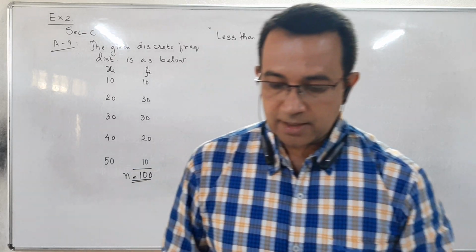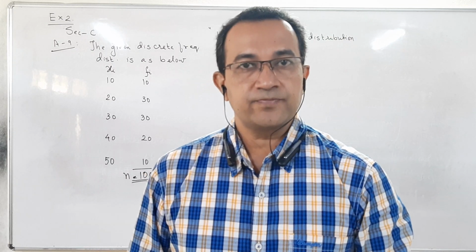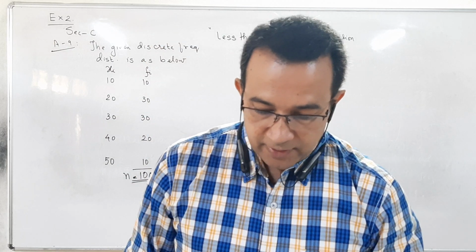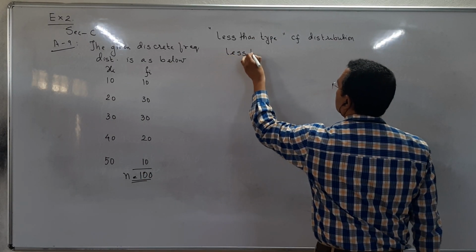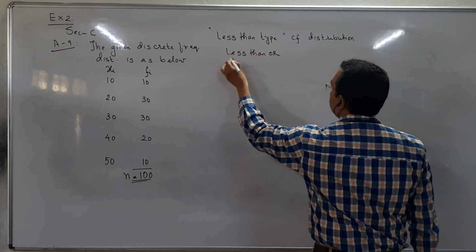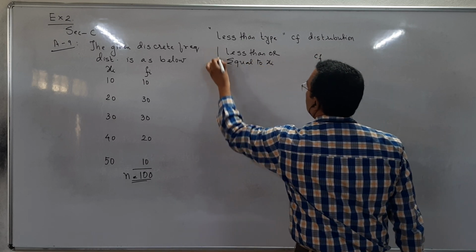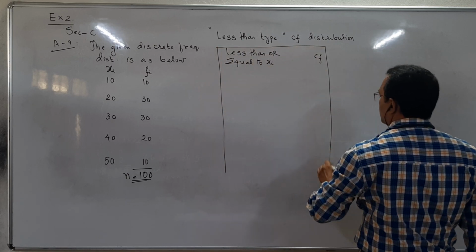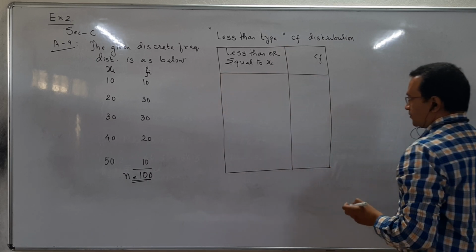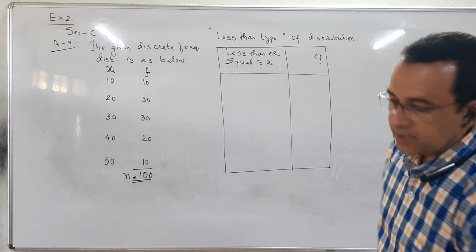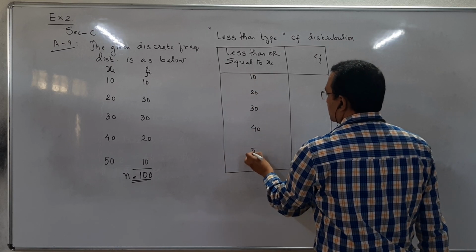So in the first column we write value of xi, value less than or equal to xi. Here xi is not given in terms of any description, so we write less than or equal to xi. And second column, corresponding cumulative frequencies. Now we note down all the x's which are starting from 10, 20, 30, 40 and 50.